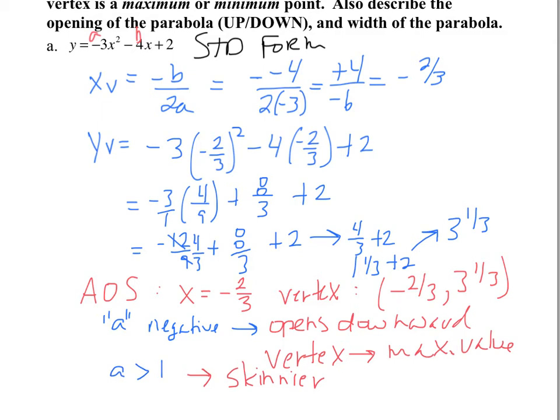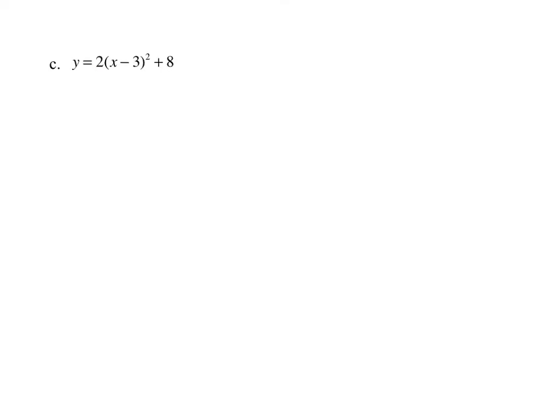Okay, so a quick summary here. We have the axis of symmetry, which is the vertical line. We have the vertex. We've identified that the parabola opens downward because the a value is negative, making the vertex also a maximum value because it's at the top of the graph. And because the a value 3 is bigger than 1, the parabola is going to be skinnier than the parent. Our next example, which is supposed to be B here, is in vertex form.